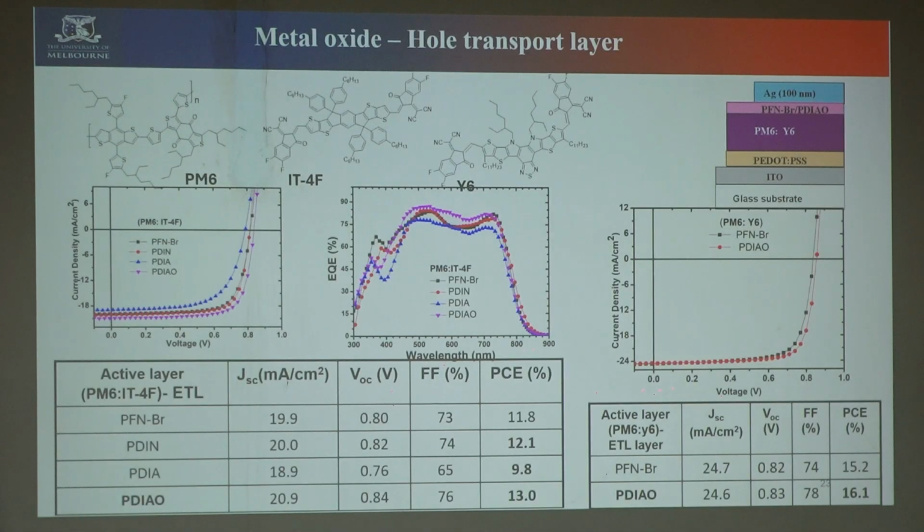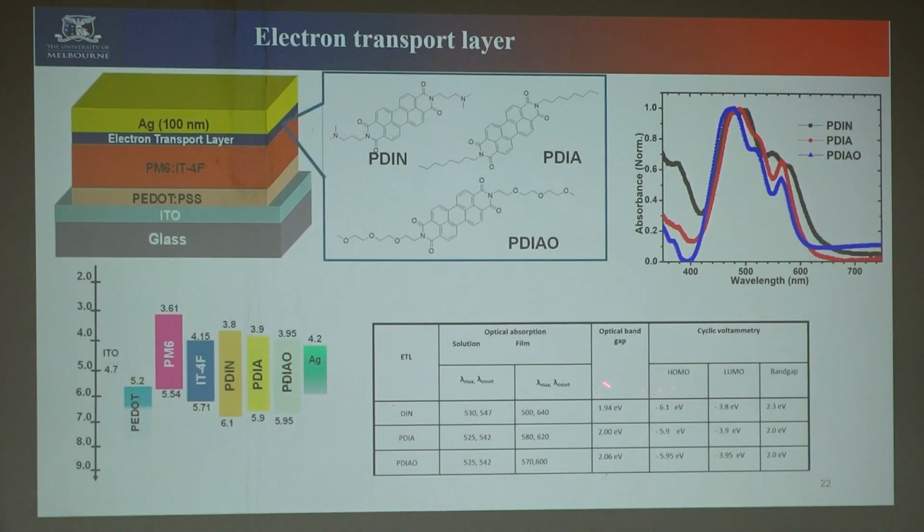In this case, we see that for the device performance of PDIN, PDIA, and this one, we got a good efficiency for this PDINO, because if you look at this molecule compared to the other one, it has a lot of oxygen groups, the polyoxy chain. So this will introduce a molecular dipole on top of zinc oxide, on top of the active layer. This dipole will efficiently extract the charges, the electrons, from the active layer.